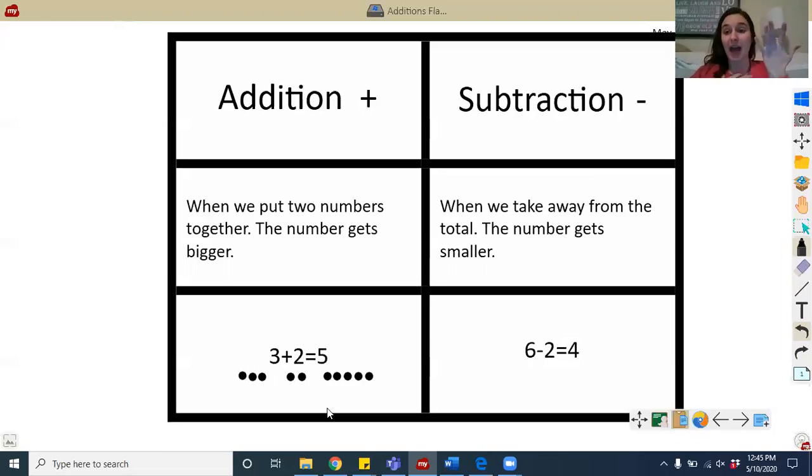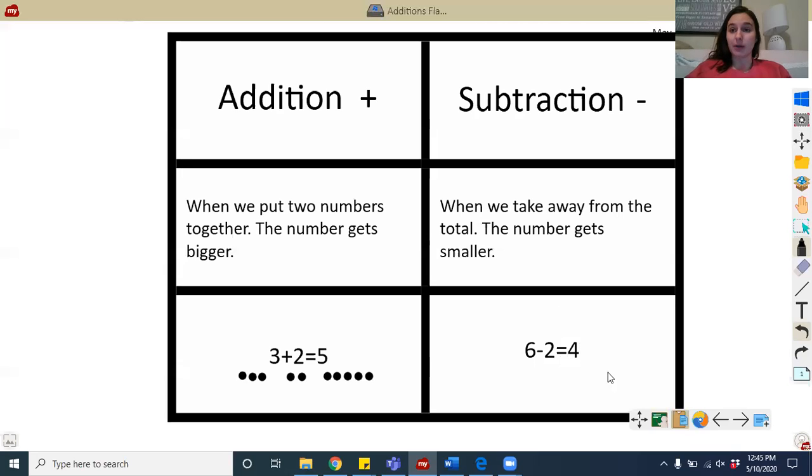So if I have 5 apples and I got 5 more, I'm going to be putting 5 and 5 together. So it's when you're adding more to another number and your answer is getting bigger. Now, subtraction is when you take away from the total. The number then gets smaller. So subtraction is when you're taking something away. So let's look here. 6 minus 2 equals 4.